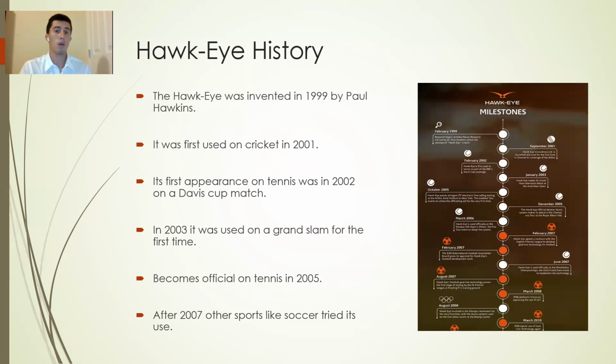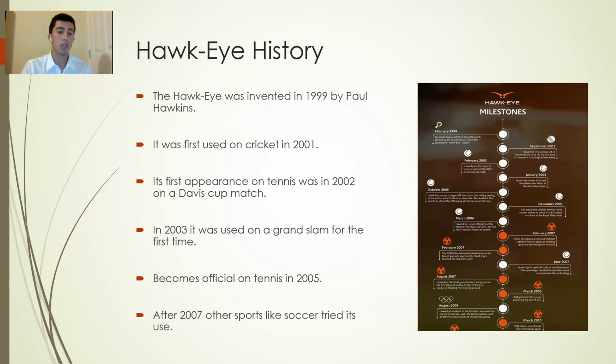Hawkeye history. The Hawkeye was invented in 1999 by Paul Hawkins. It was first used in a cricket match in 2001, and its first appearance in the tennis world was in 2002 at a Davis Cup match. The Davis Cup is the tennis World Cup, the competition among countries. In 2003, it was used at a Grand Slam for the first time.